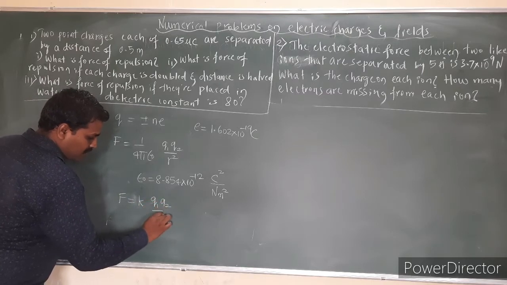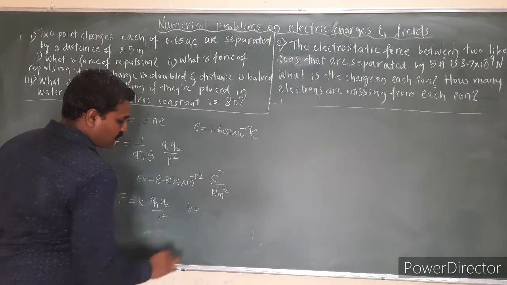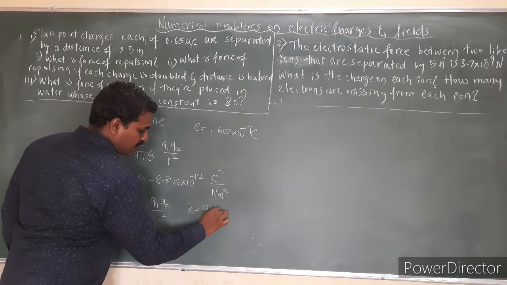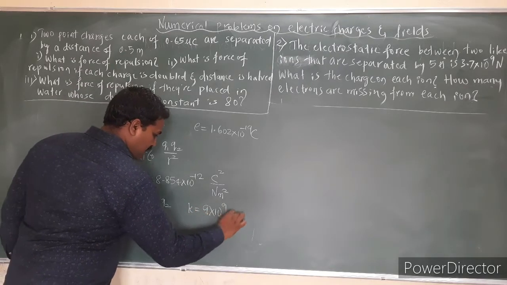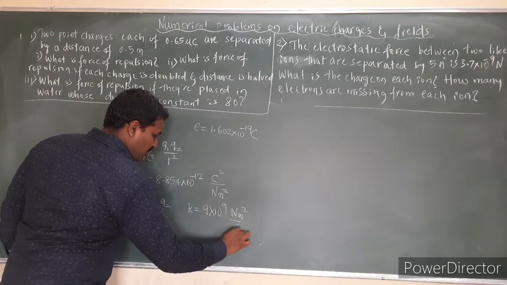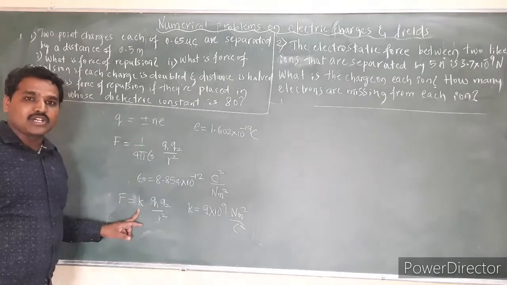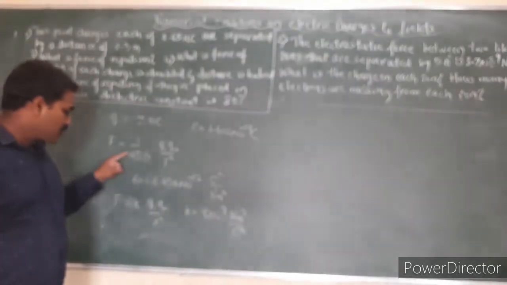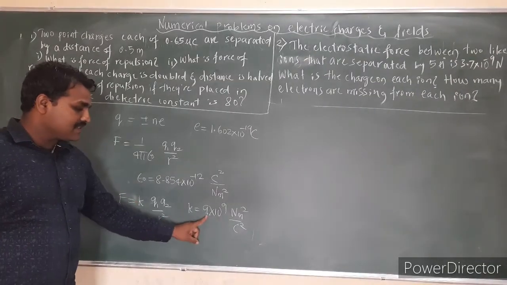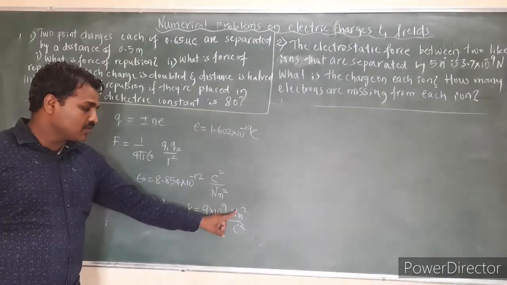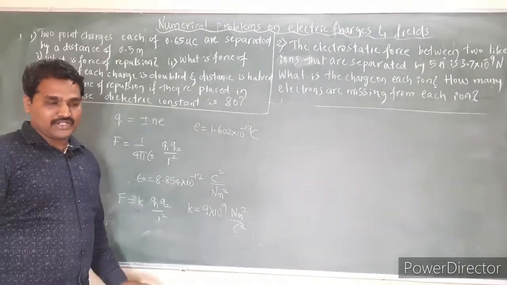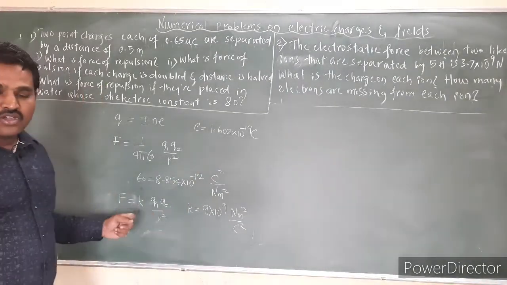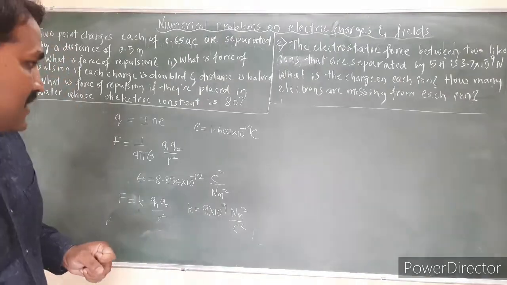divided by r square, where K comes out to be 9 into 10 to the power 9 Newton meter square per Coulomb square. In all the numerical problems, we can directly substitute the value of 1 by 4 pi epsilon naught, or K, as 9 into 10 to the power 9 Newton meter square per Coulomb square. So this is the statement of Coulomb's law of electrostatics.